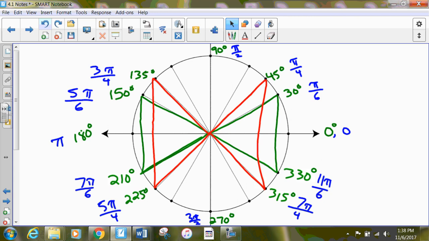I'm running out of color. Oh, I guess I'll use blue. You know, I'm going to use black because I'll use blue.